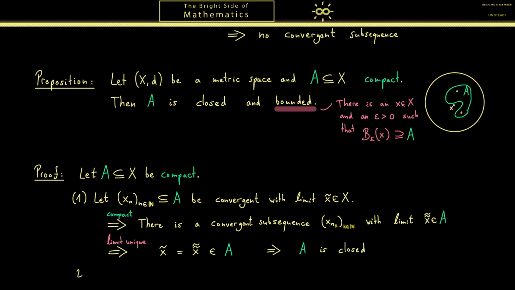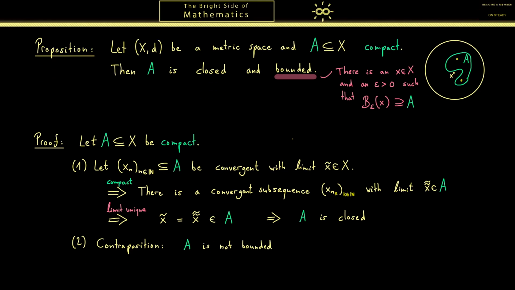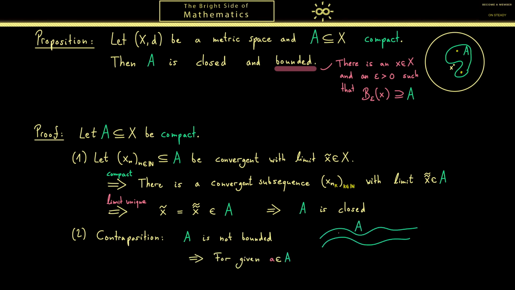Okay, then the next step is showing that A is bounded. We do this with a proof by contraposition. This means that we start with A being not bounded and we want to end with A being not compact. Now, if A is not bounded, we know that we can find distances as large as we want. Hence, for a given point a in the set A, we find infinitely many points x_n in A such that the distance to a is larger than the natural number n.